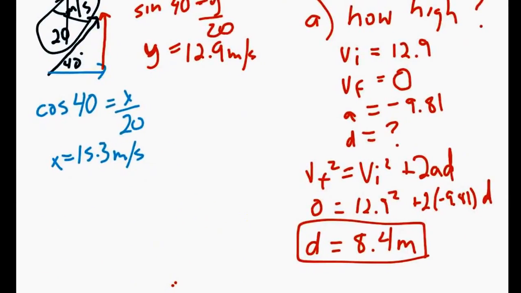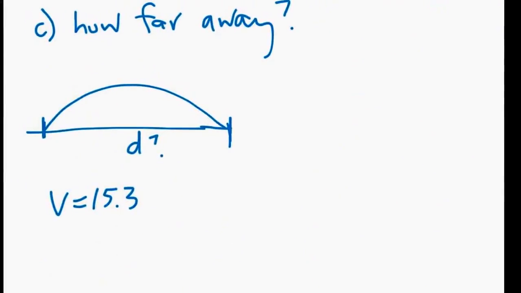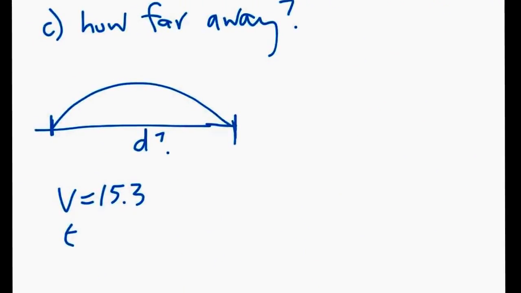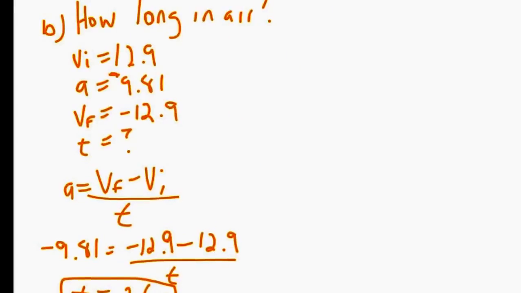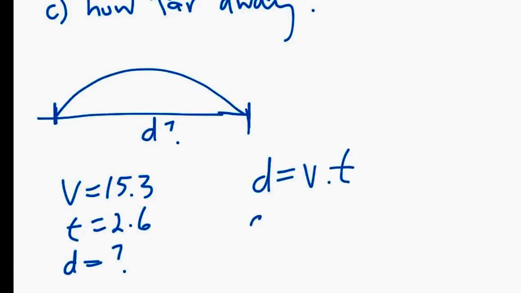Right, and we go back to that diagram. So we calculated 15.3 meters per second. So we know that's our velocity, and we also just calculated our time being 2.6 seconds. So now it's pretty easy to get the distance. So our distance will be velocity times time.